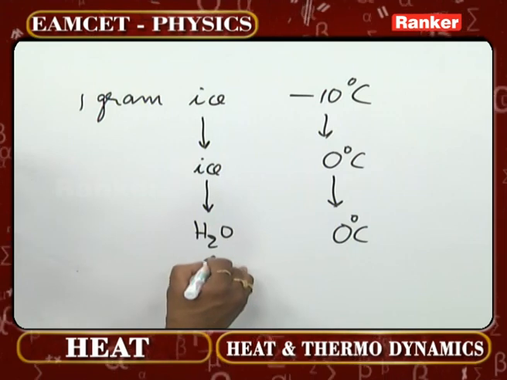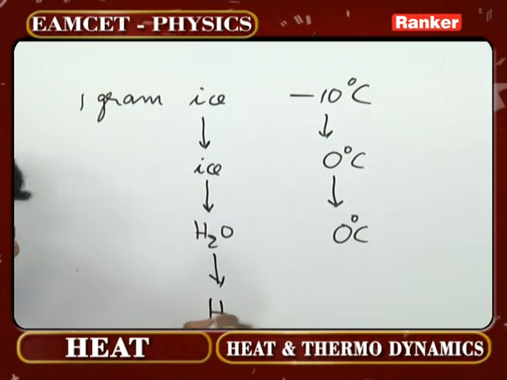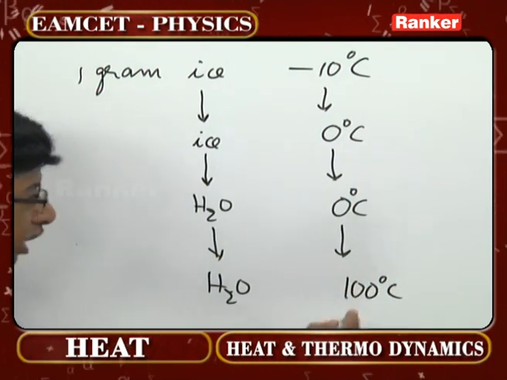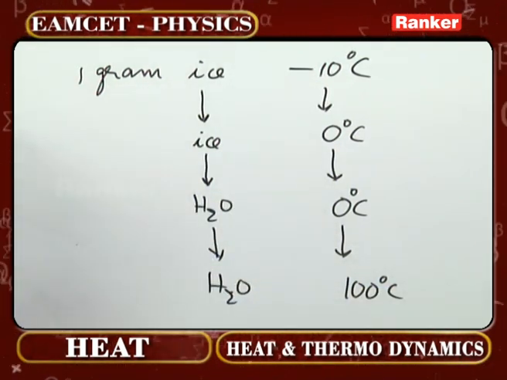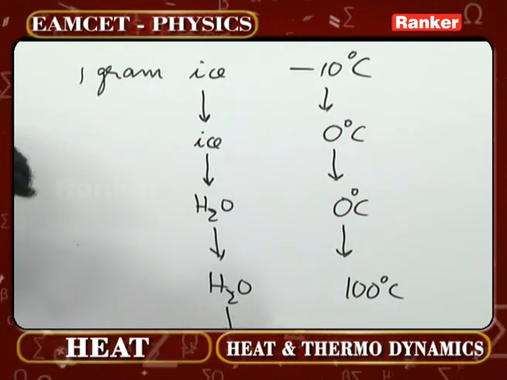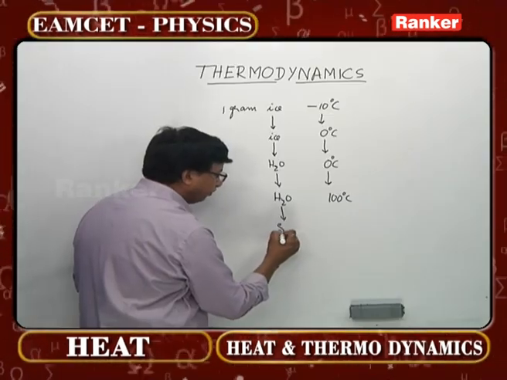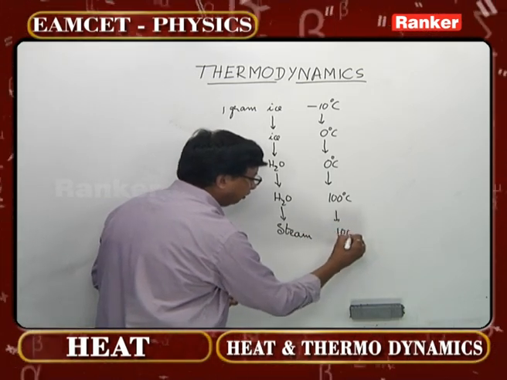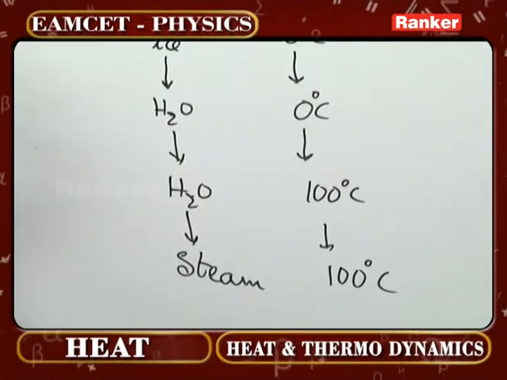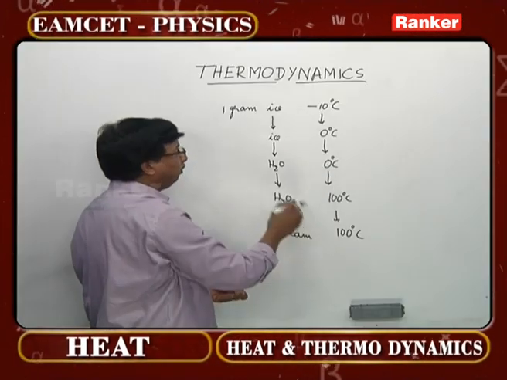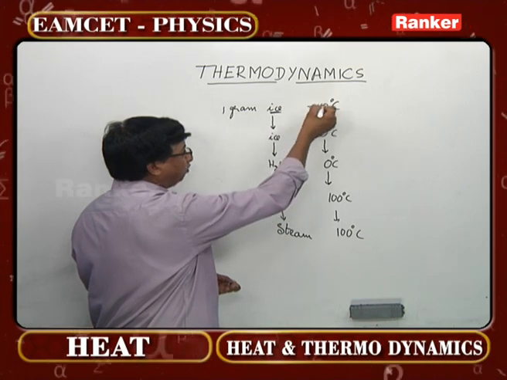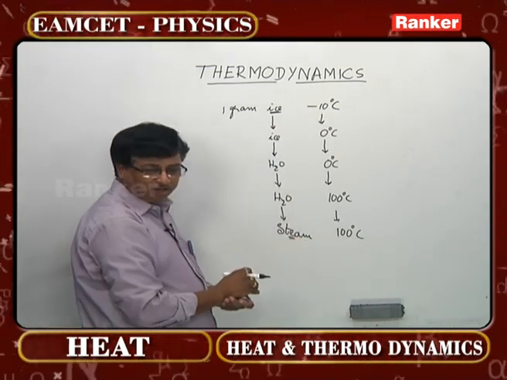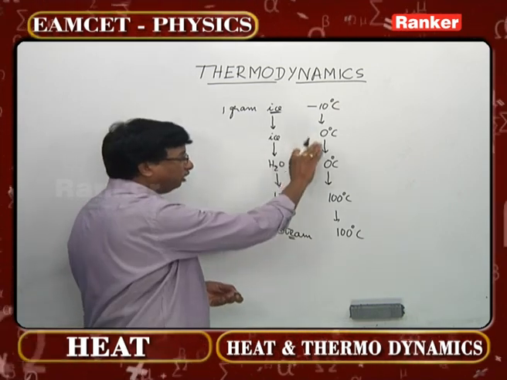Now come to the next one. If I heat it further, the temperature of water will now rise up to 100 degrees centigrade. That is our third step. Then if I give further heat energy to the system, water will now be converted into steam, but temperature will remain 100 degrees centigrade only. So carefully if you observe, the conversion of ice at minus 10 degrees centigrade into steam at 100 degrees centigrade requires 4 different stages.